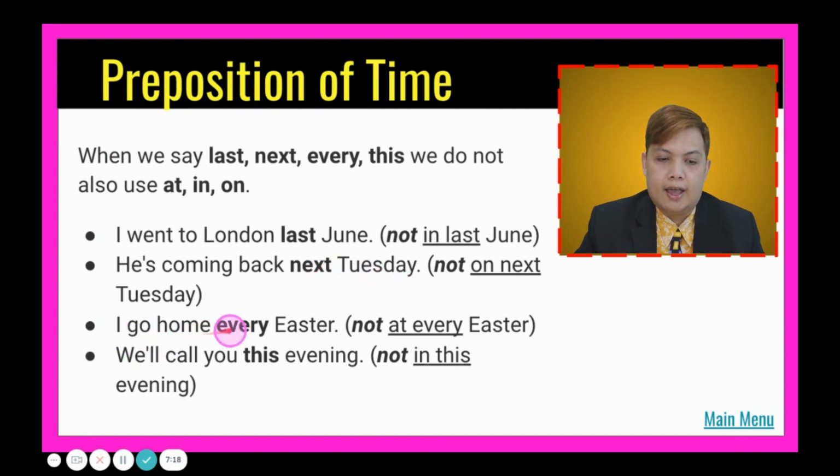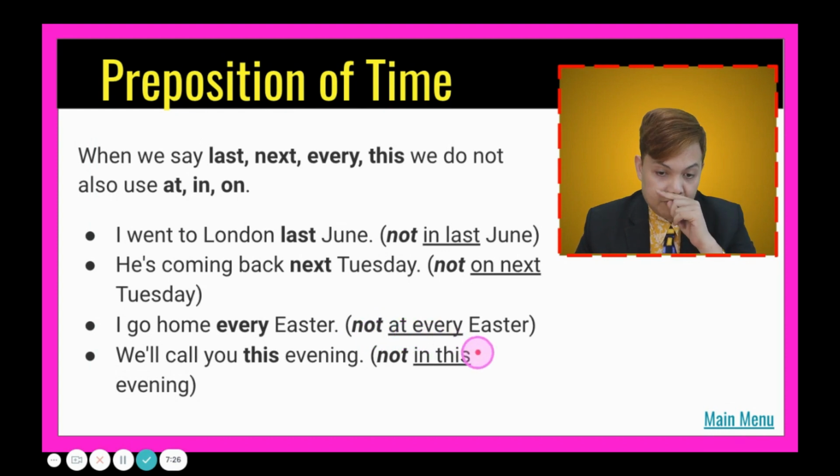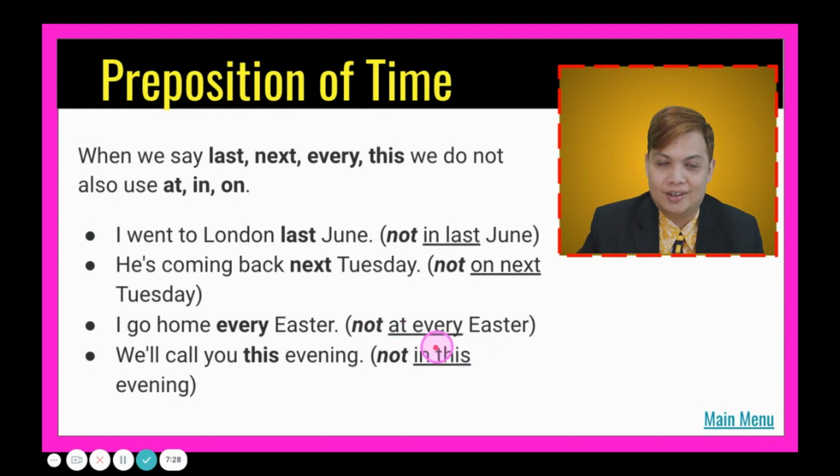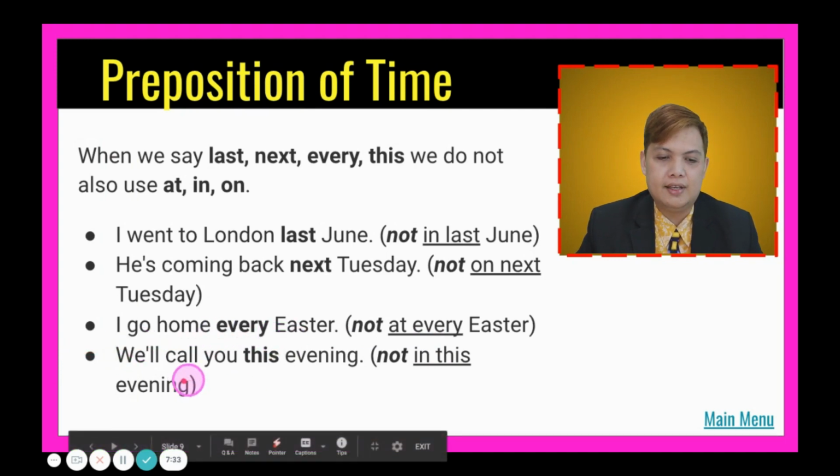Next, I go home every Easter. We don't use at followed by every because it's wrong already. So we use: I go home every Easter. Just that. Next, we'll call you this evening, not in this evening. We never use in this evening.